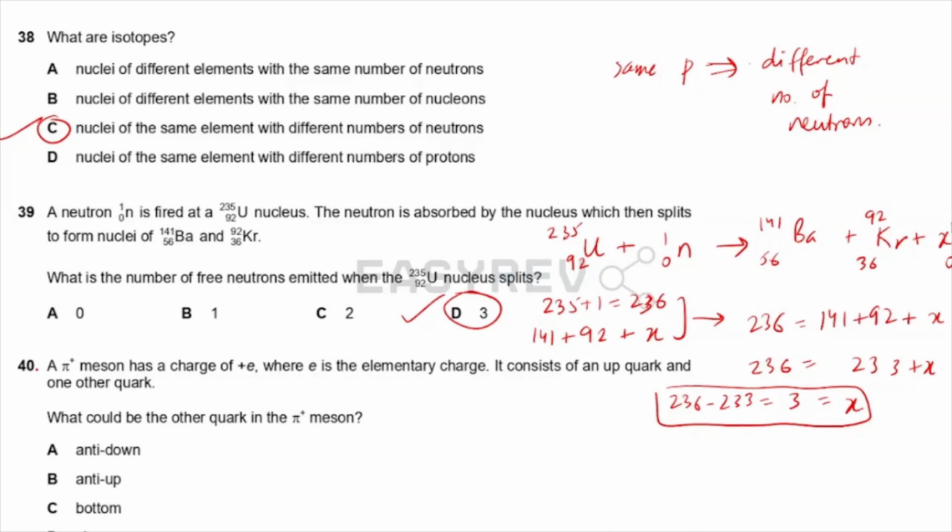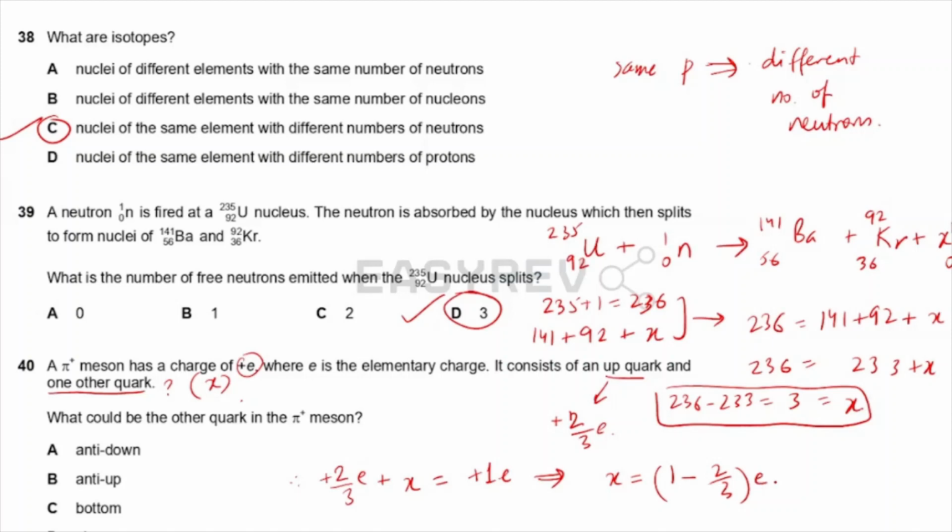So even if we don't know what the other quark is, we can calculate what charge it will have. Because the charge of the up quark we know is plus 2 over 3e. For the other quark, we don't know the charge, so we'll call it x. The charge of the up quark plus the charge of the other quark should add up to give you plus 1e. So we have plus 2 over 3e plus x equals plus 1e. Making x the subject of the formula, we get 1 minus 2 over 3e. That will be plus 1 over 3e.